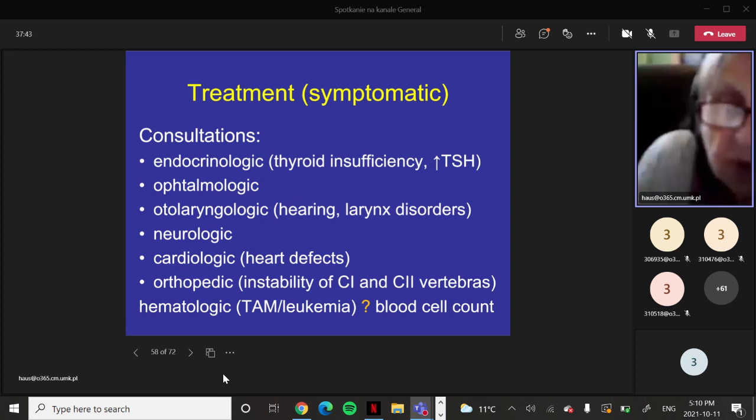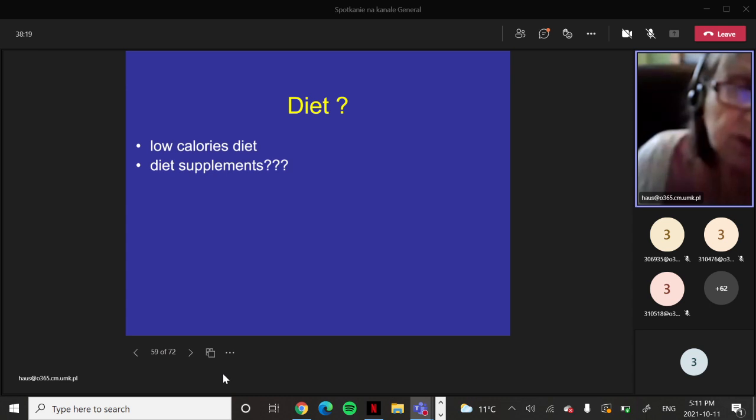And what should be regularly verified? Blood cell count, and blood preparations, and so on. We should verify it every year, or it would be better every half a year. Okay. Questions? No questions.